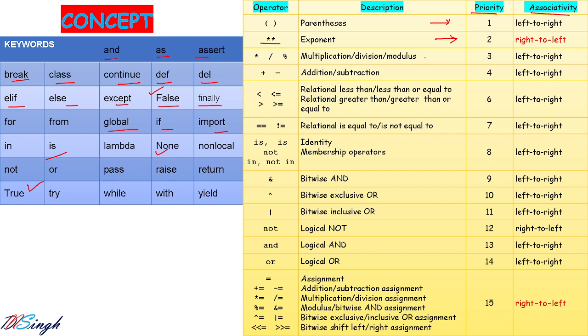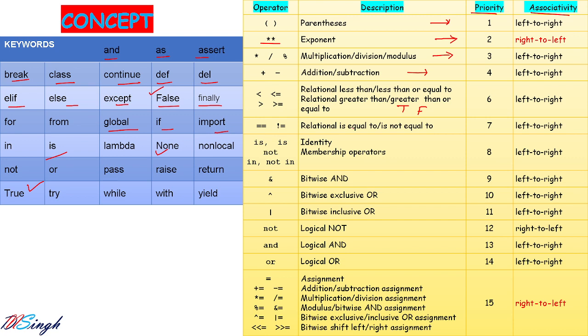Then you have multiplication, division and modulus operators at third priority, and addition and subtraction at fourth. Then you have relational operators: less than, greater than, less than or equal to, greater than or equal to. These operators also have left to right associativity. I told you, you have to remember only that exponent has right to left associativity. All others other than assignment have left to right associativity. Relational operators always give the output in the form of true or false. That you also have to keep in mind.